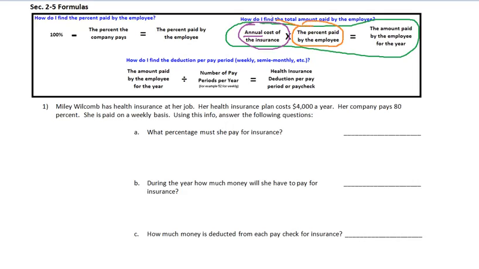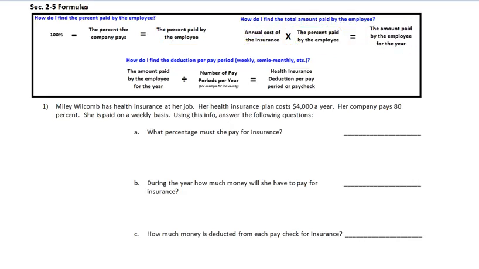By the way, that's the exact same thing that we found in step 1. You're plugging it into step 2. So you take the purple, annual cost of the insurance, multiply it by the orange, percent paid by the employee, and if you do that, you're able to find the amount paid by the employee for the year.